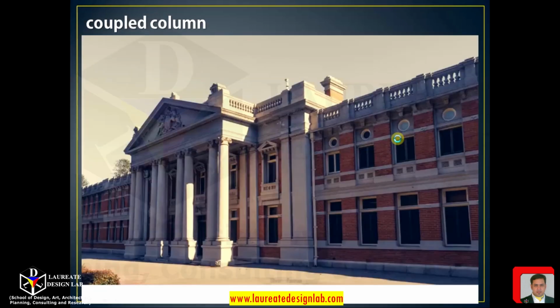This topic is called coupled column. This kind of architecture has been used in old massive heavy architecture. To support a very heavy upper part, the entablature, generally a combination column has been used. So this makes the overall structure sturdy. At the same time, it takes greater load to the foundation. And from the aesthetic point of view, these columns look great. These columns look really beautiful.